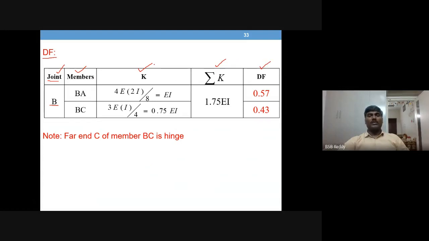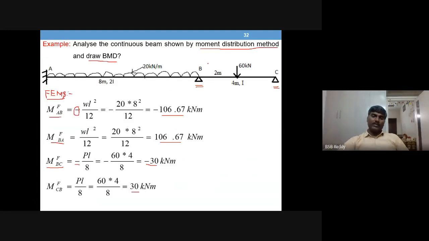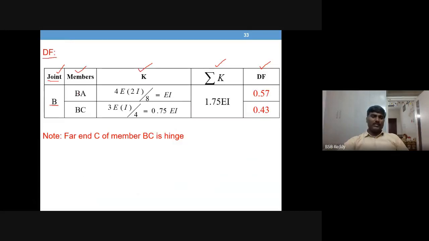These are columns. So five columns you should make, and the rows depending on the joints you have. If you have one joint, one row will be there, and that will be split into a number of rows depending on members joining at that joint. Okay. So we have BA, BC. B is near end, A is far end. B is near end, C is far end. Try to read as I read it.